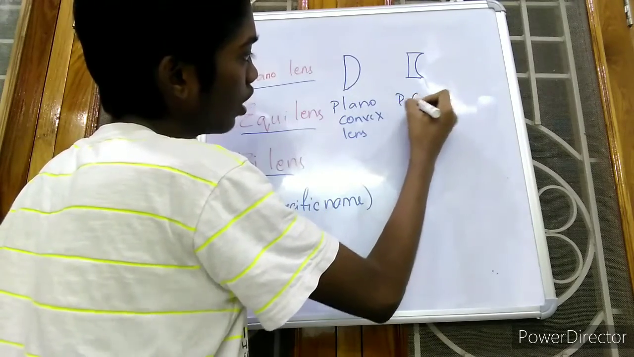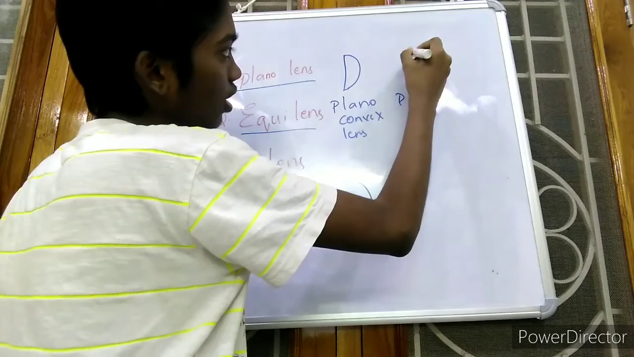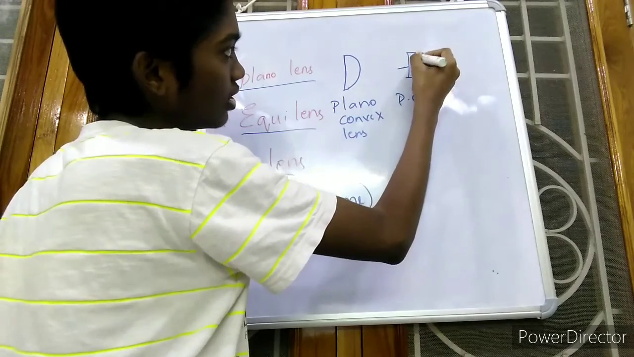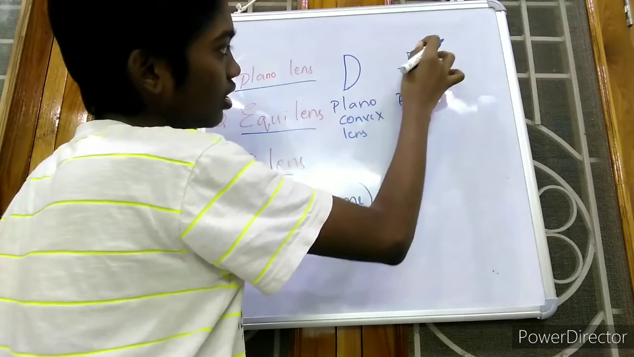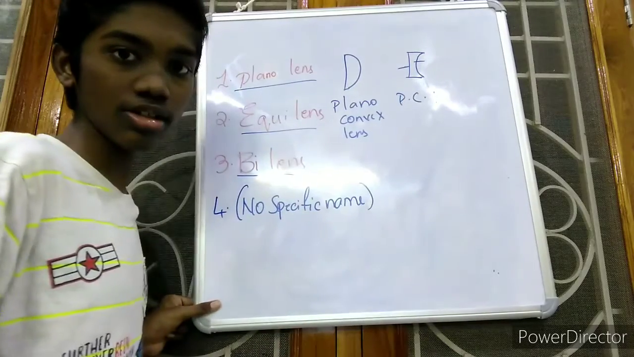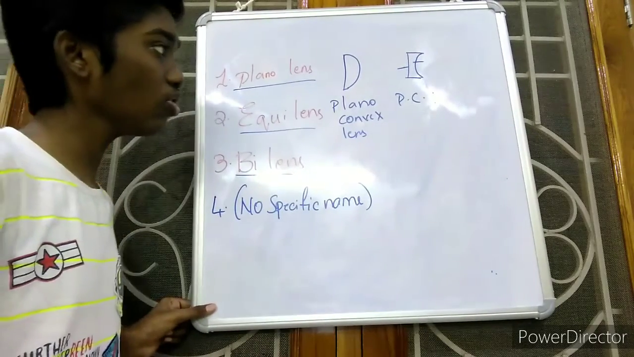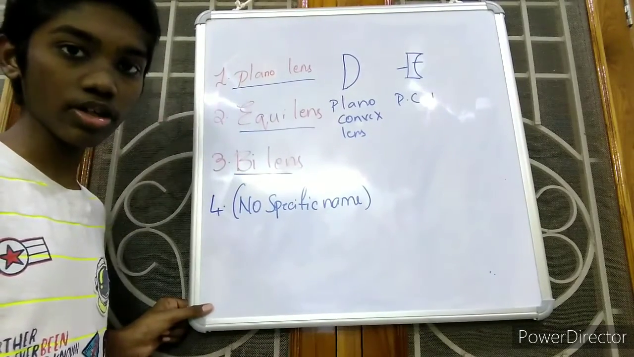This is a plano-concave lens. Here there is one plane surface and this is a curved surface, and this structure is similar to the structure of the concave lens, so we can call it a plano-concave lens. Now coming to the second type.